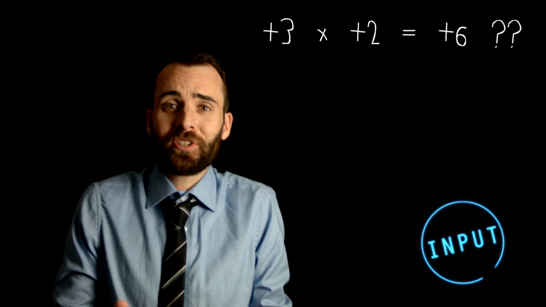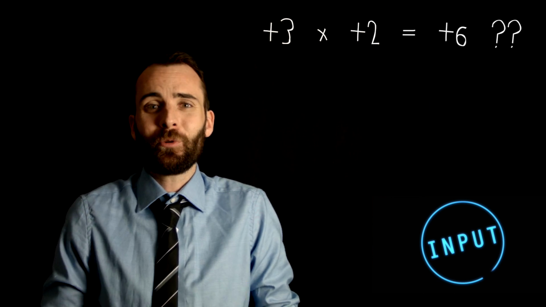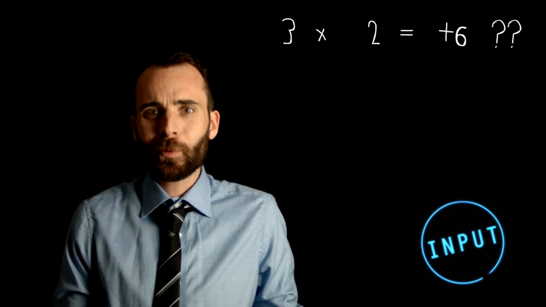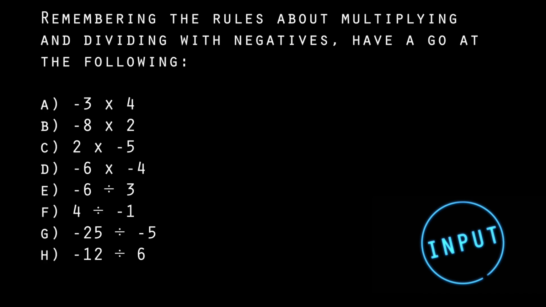Remember, if a number is positive, we don't tend to write the positive bit down. We don't say positive 3 times positive 2 equals positive 6. We just say 3 times 2 equals 6. Try out the following questions to see if you've got this in your head. Pause the video and restart once you've jotted down your answers.